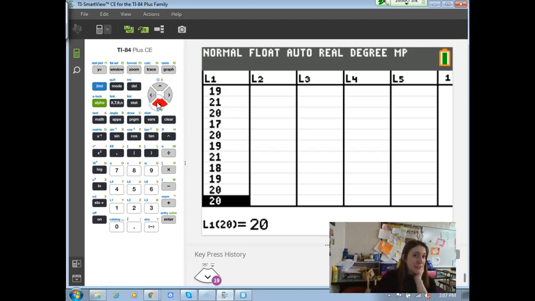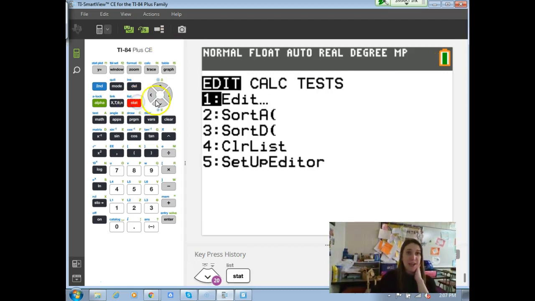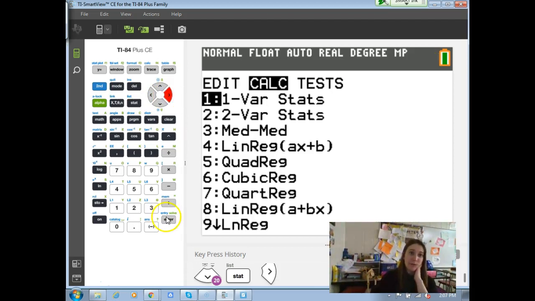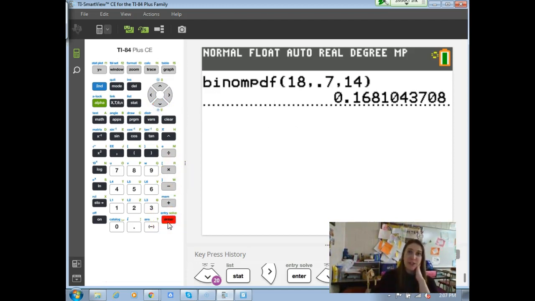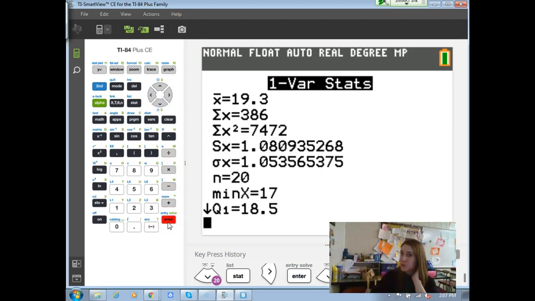Alright, well, I'm feeling like my data is entered properly, so I'm going to go with my information here. I'm going to go to Stat, over to Calc, one variable Stat. Remember, I don't have a frequency list, so keep that empty. If you're using an older calculator, you're just going to do one variable Stat, and it'll assume you're in list 1. But if you wrote it somewhere else, that's fine.